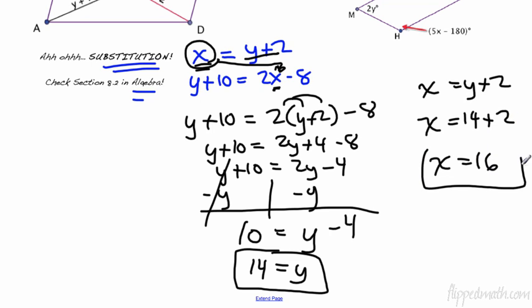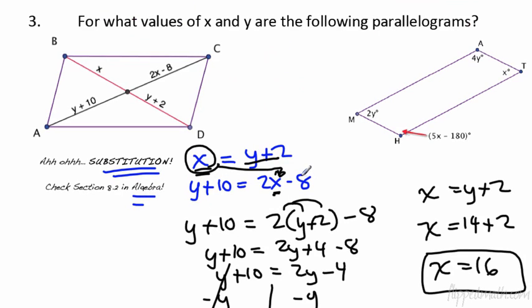That is how you do a substitution problem. Remember, you can write your answer as a coordinate point, but in this example, we can just leave it. x equals 16, y equals 14. All right, here's one for you to try. Pause the video and do the second example under number 3.